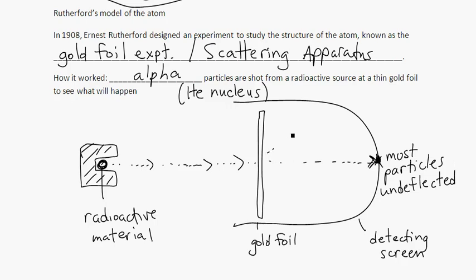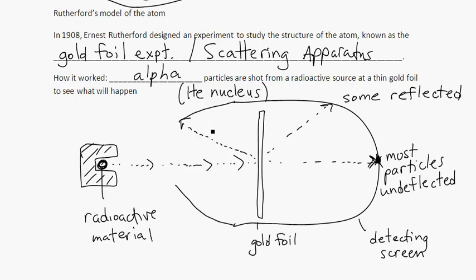Okay, and then they found that there were some particles that got reflected. Some reflected, but only a little bit. And very few. So they had this detecting screen actually wrapped around. And what they found is very few alpha particles were reflected.